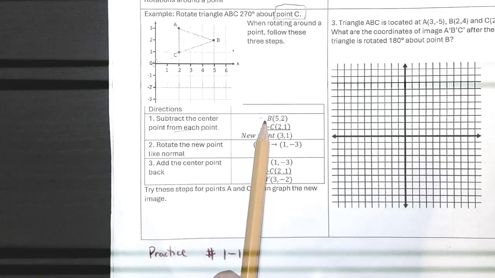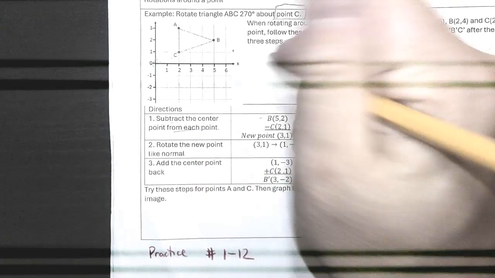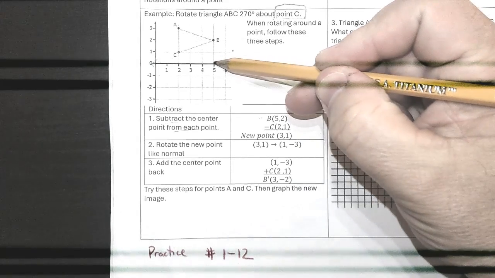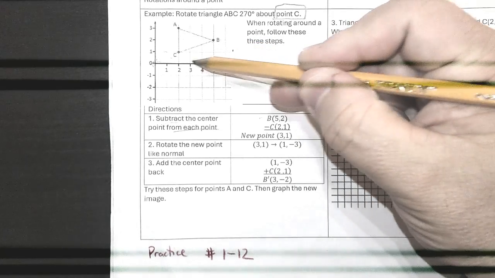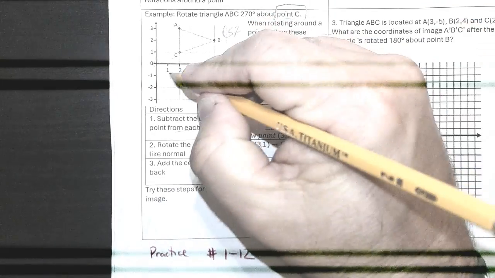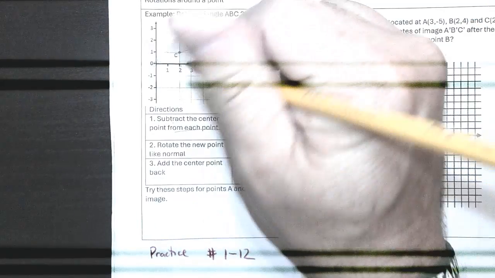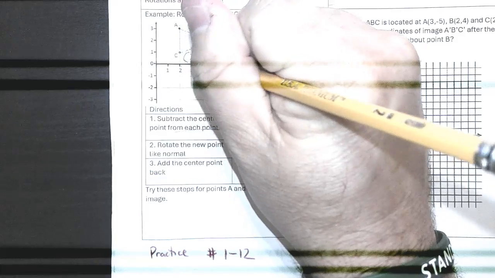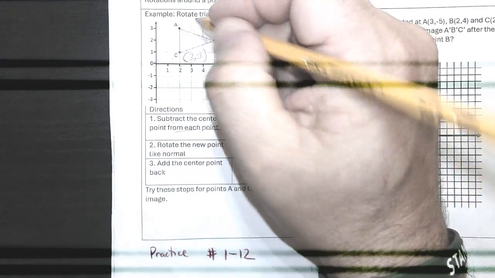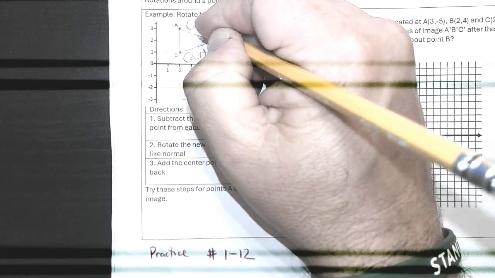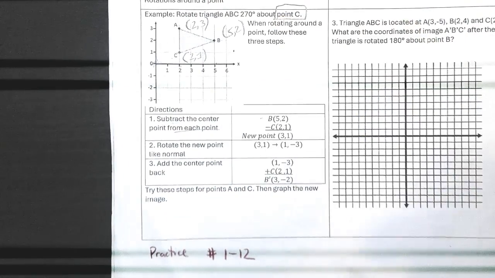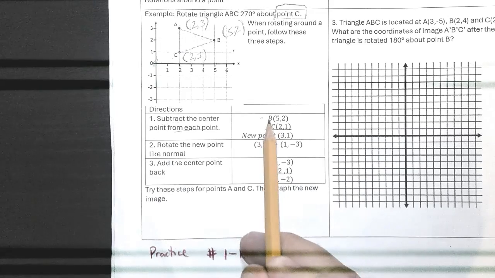So we subtract the point from each of the other points. In this case, point B is positive 5, positive 2, to the right 5, up 2. C is positive 2, positive 1. And A is positive 2, positive 3. So we'll go ahead and plot all 3 of those. So B is 5, 2.